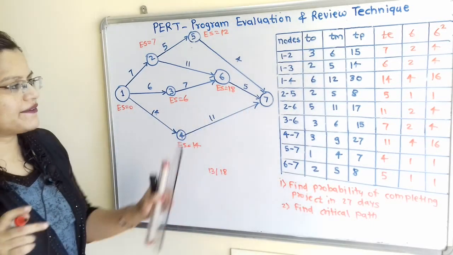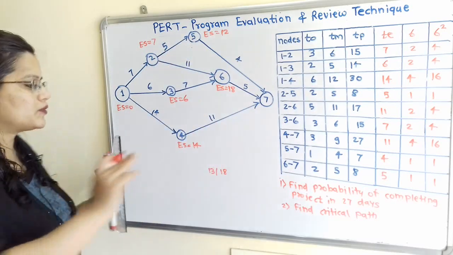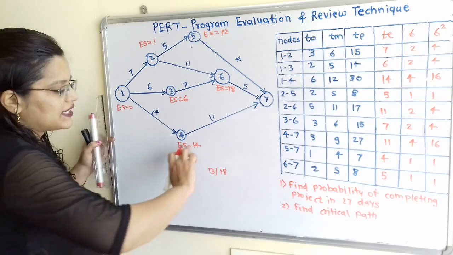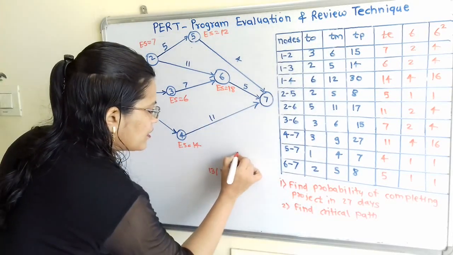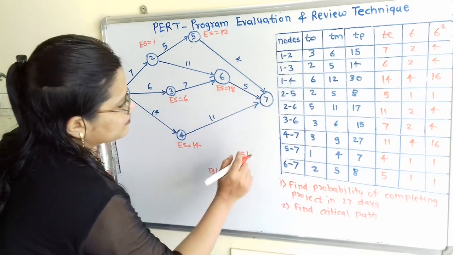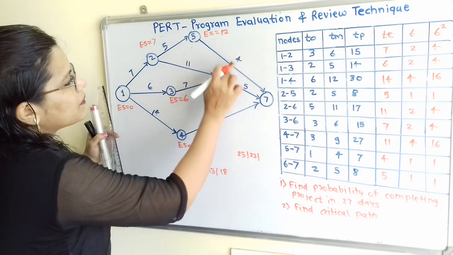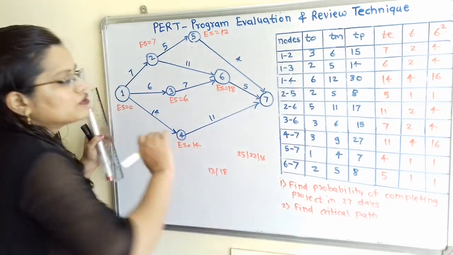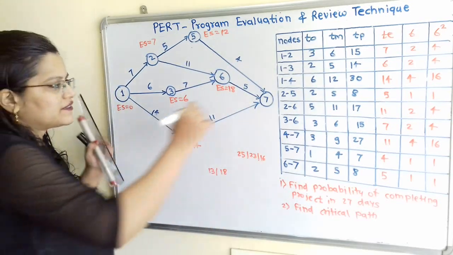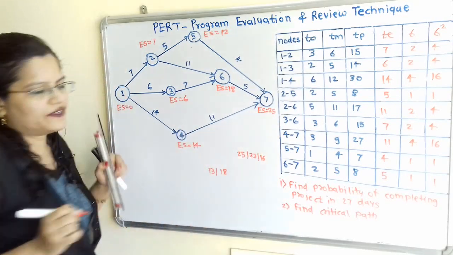Now at node 7, there are three incoming arrows. That means there are three options. 14 plus 11, that is 25. Second option, 18 plus 5, 23. And third option, 12 plus 4, that is 16. So we have to choose the highest value. So in between these three, ES is equal to 25.